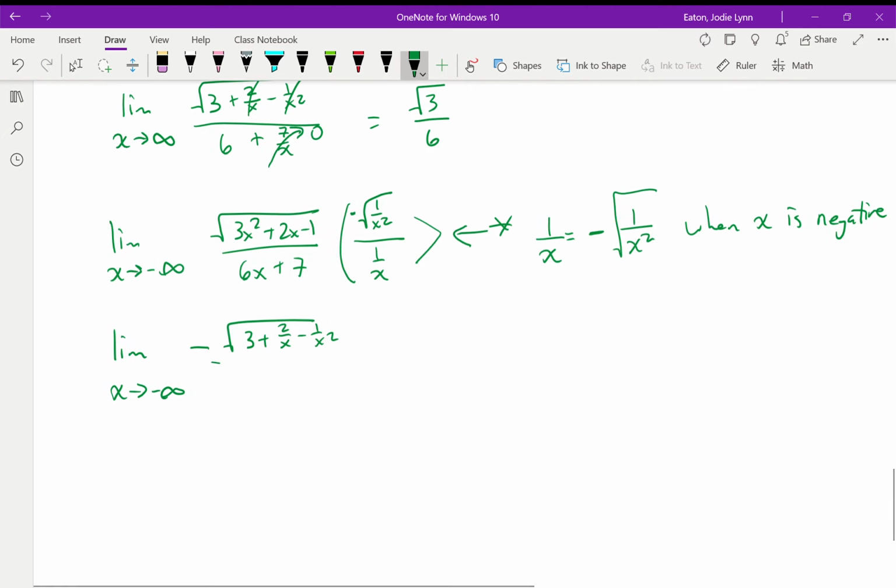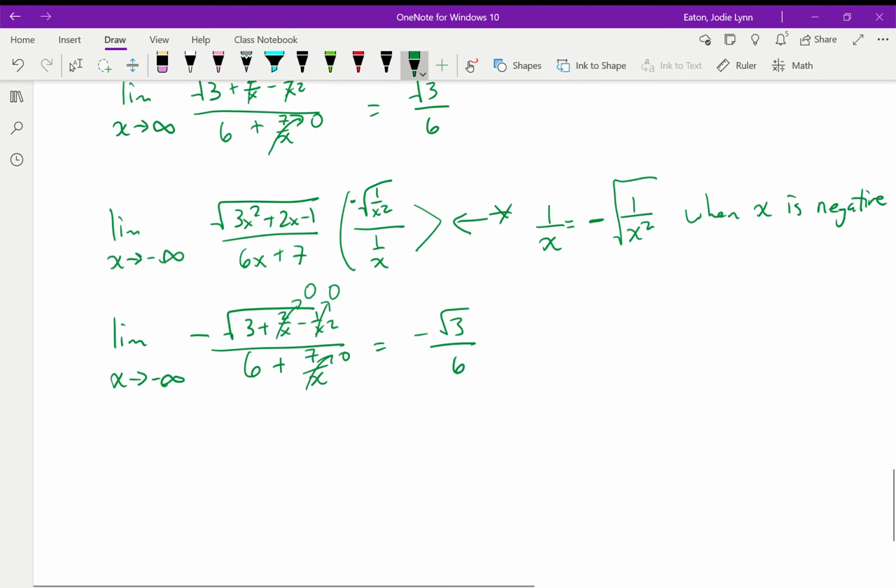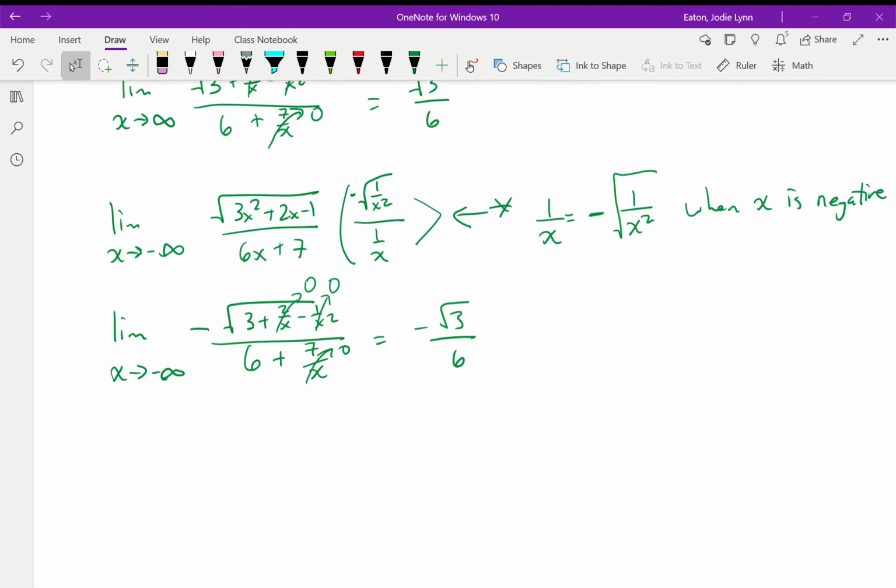So now we've got this. We are dividing by x on the bottom, so that's 6 plus 7 over x. Everything that heads to 0 heads to 0. And we're left with negative radical 3 over 6. You can go ahead and graph this in Desmos and check out what it does. There will be 2 different asymptotes for this graph.